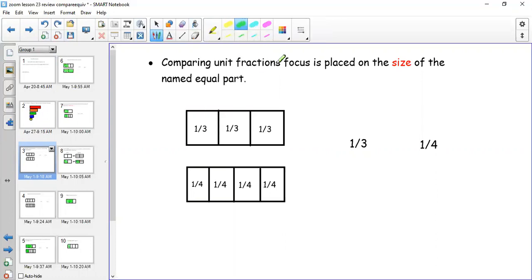The first thing we have to do is name the equal part in each whole. So to represent 1/3, I'm going to name one equal part out of the three. And to represent 1/4, I'm going to name one equal part out of the four. Now, focusing on the actual size of both equal parts named, we see that 1/3 is bigger than 1/4. So this tells us that 1/3 is greater than 1/4.